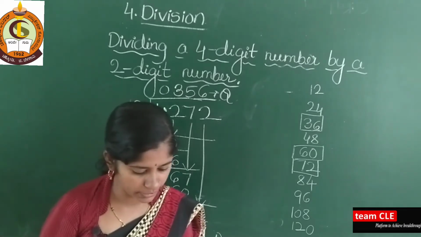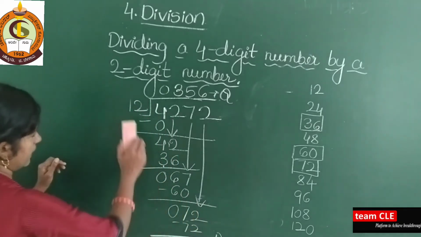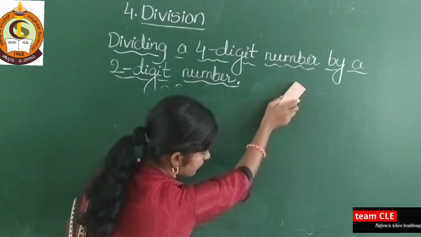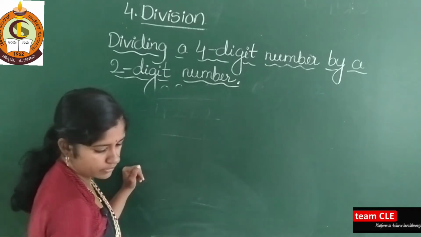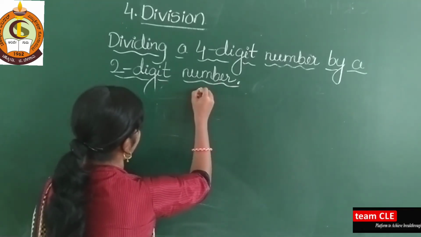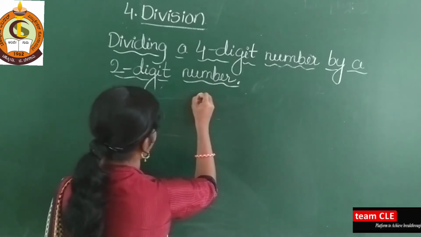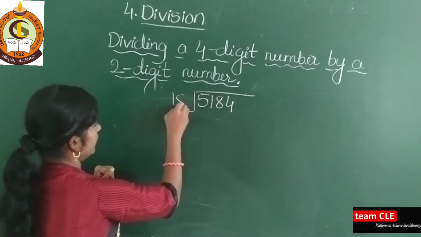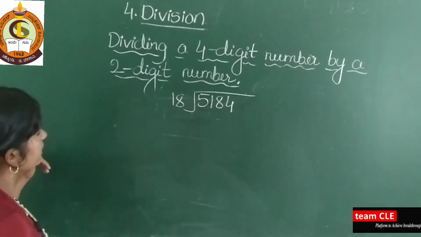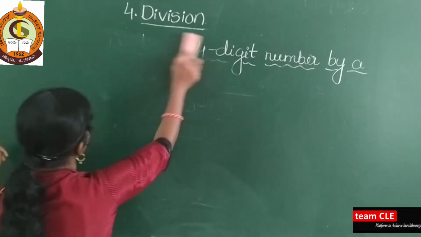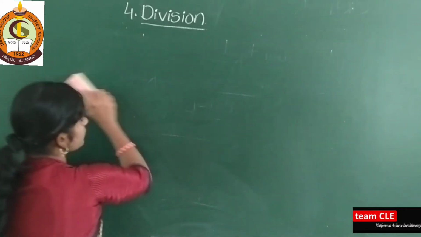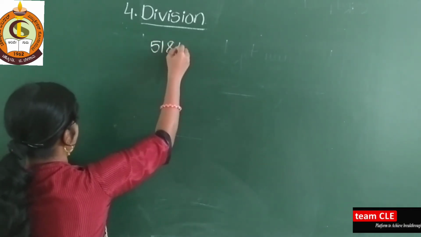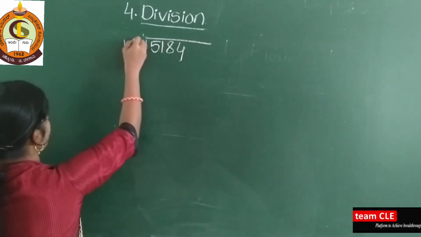Next, you take one more example from your exercise. Now here I will take 5184 divided by 18. So it means dividing a 4-digit number by a 2-digit number. Okay.